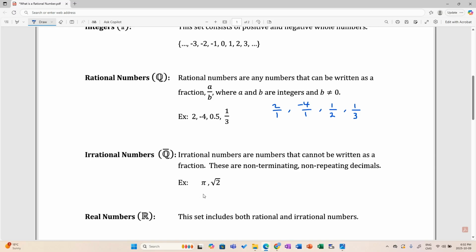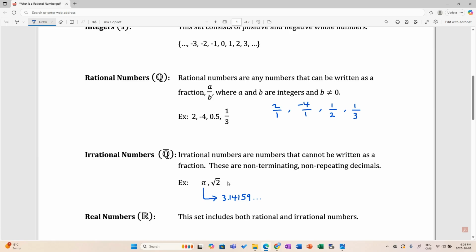Now, if you look at the irrational examples here, you have pi. Pi is 3.14159, and it keeps going on forever. But although it keeps going on forever, it doesn't have a repeating pattern. It simply generates random numbers that keep going on forever. And because of that, we call that irrational.